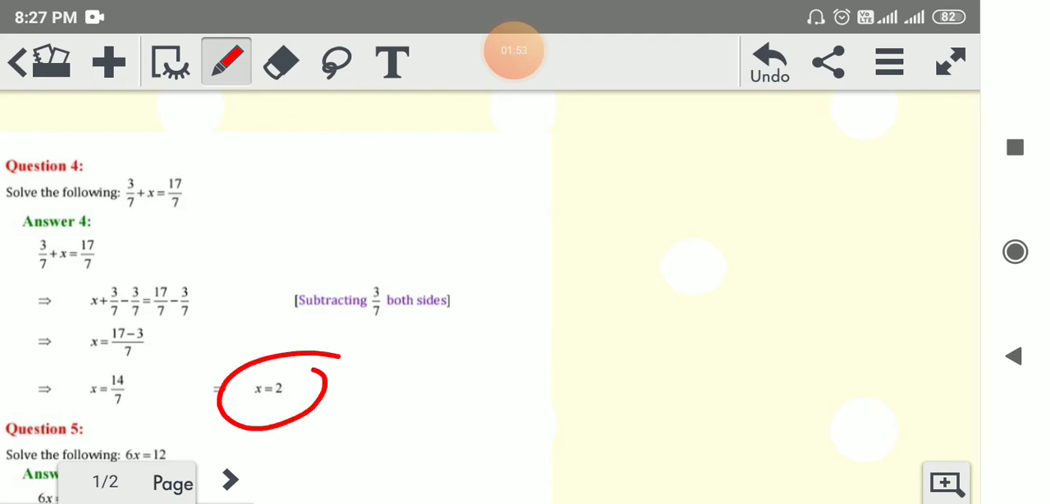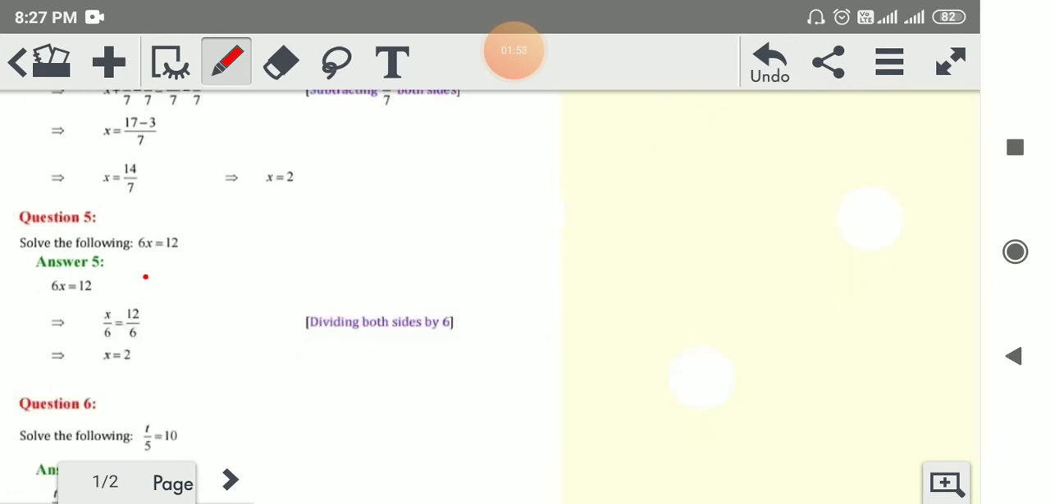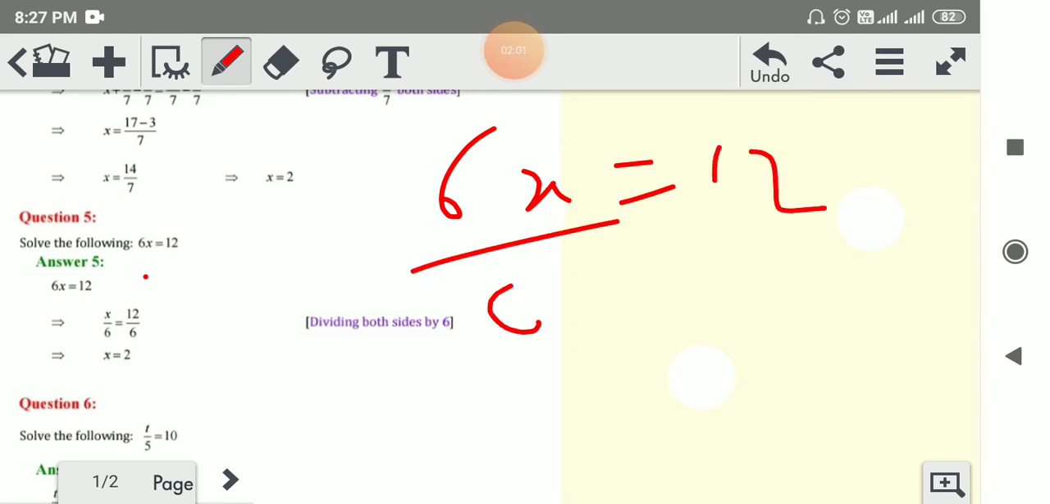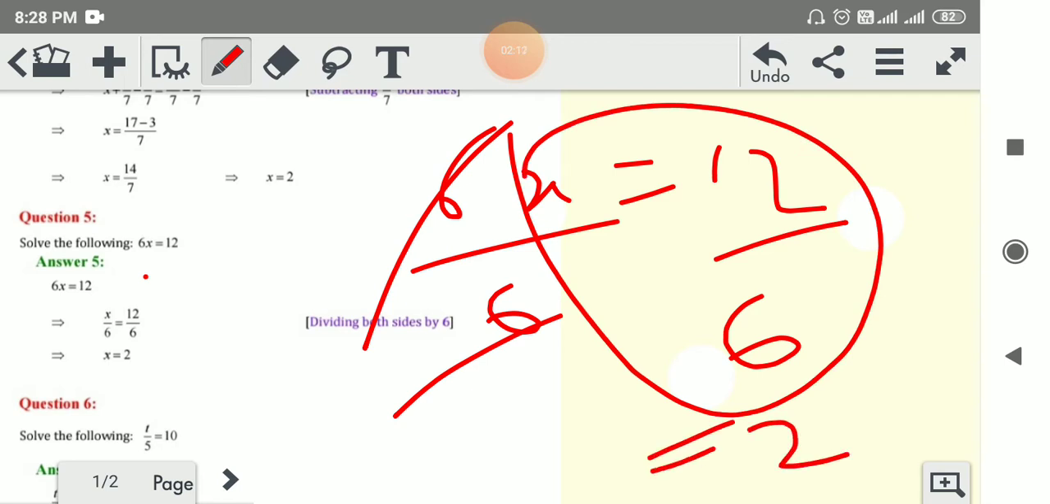Okay. Now question number 5. Here 6x is equal to 12. Dividing by 6 on both sides. They cancel each other. काट देंगे आपस में एक दूसरे को. The value of x is equal to 12 by 6, which is equal to 2. So this is our answer.